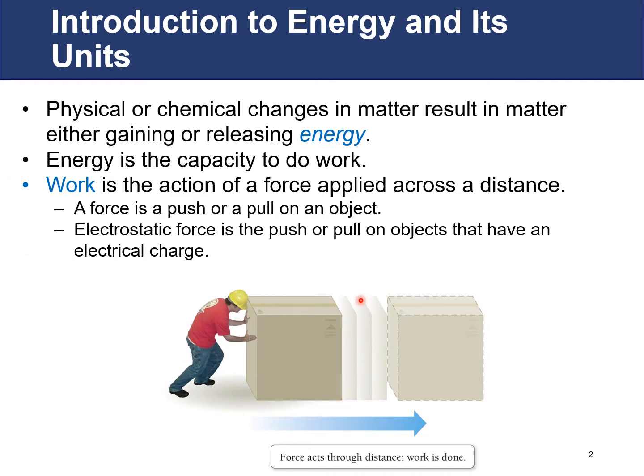So for example, you could have a heavy object and, by pushing on it, move it to a new location. In this case, you would be working against the force of friction and gravity, depending on if it's flat or going up a hill, but it is a force being applied over a distance. A force is a push or pull on an object. An example of one that we deal with in chemistry is electrostatic force, which is a push or pull on objects that have an electrical charge.